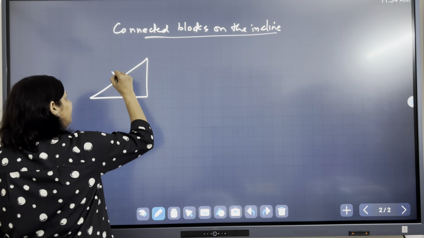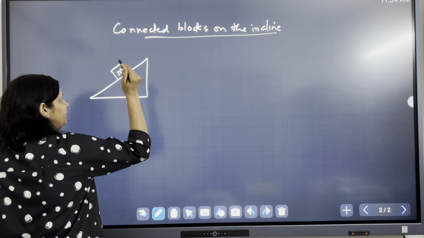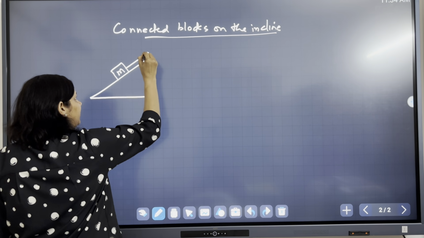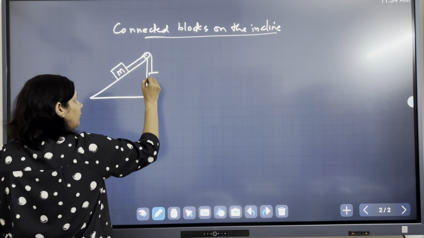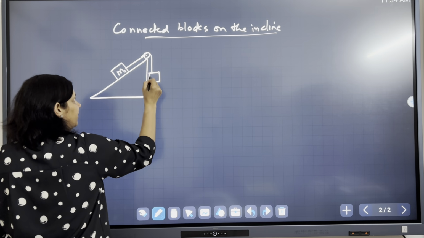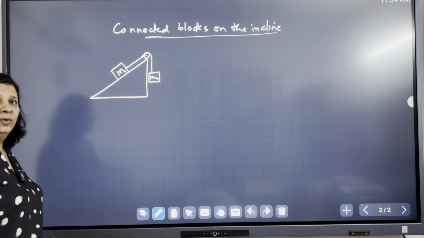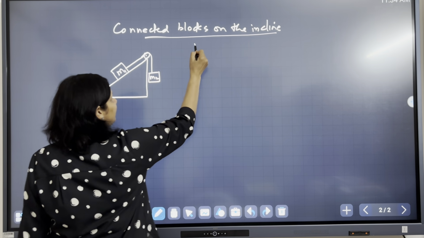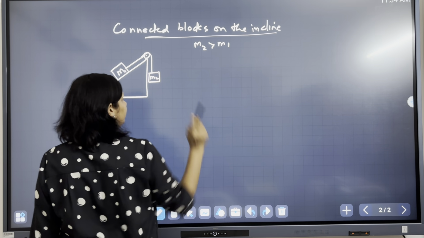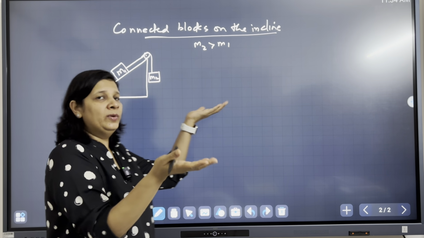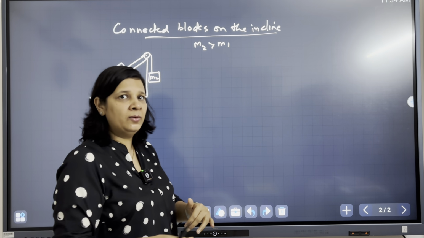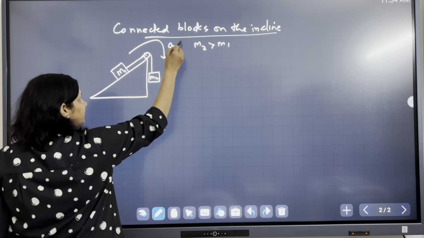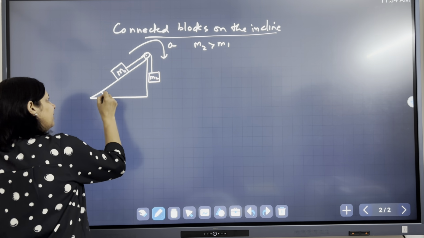For example, a block is kept here and it is attached with a pulley, and another block is kept here, M1, M2, and there is no friction on the incline. M2 is greater than M1. So what will happen? As soon as the blocks are released, M2 will come down and M1 will go up. So this is the direction of acceleration, right? This is angle theta.